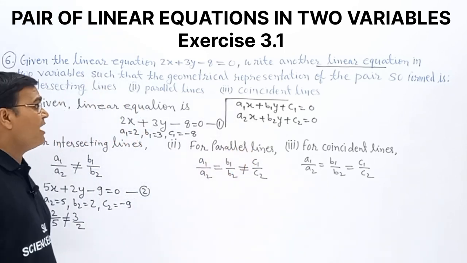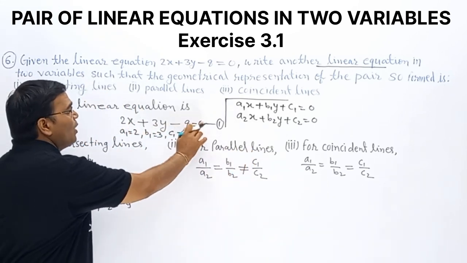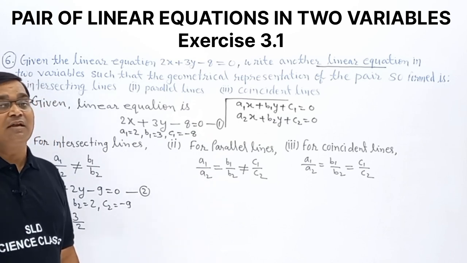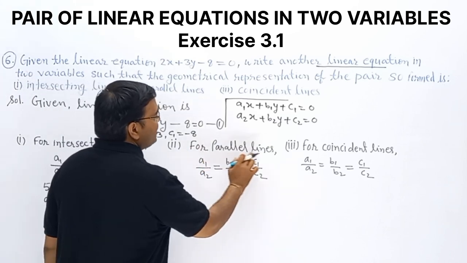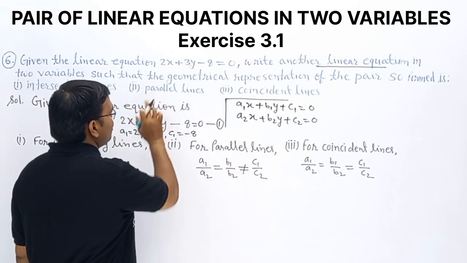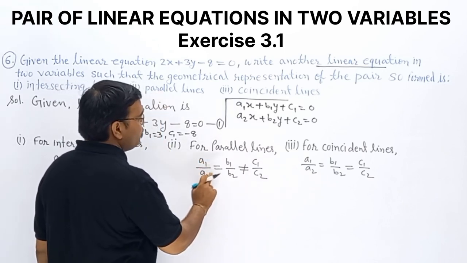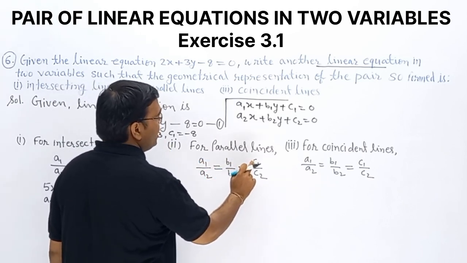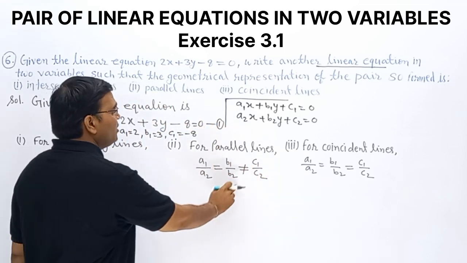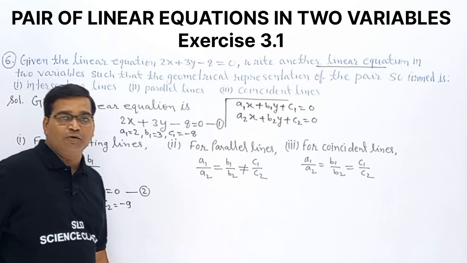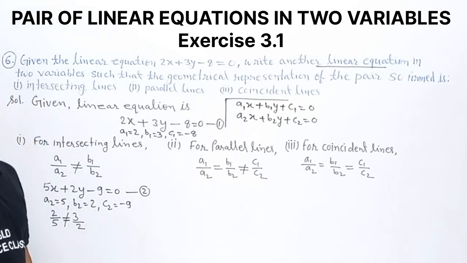Now for the parallel lines, we have one linear equation. What will be the other linear equation we want? First we should know the condition for parallel lines. The condition for parallel lines is that a1 upon a2 should be equal to b1 upon b2, but not equal to c1 upon c2. Clear? So how will we consider?